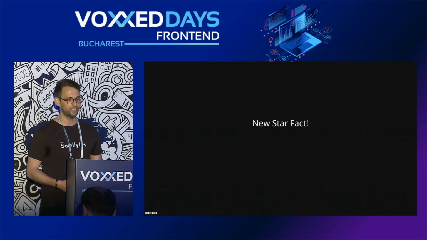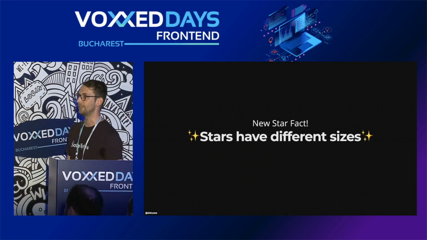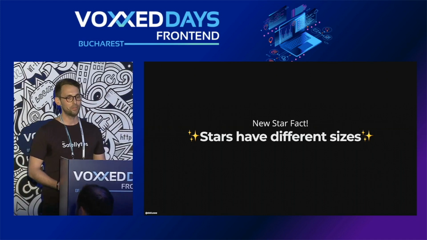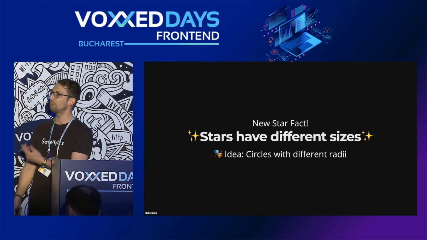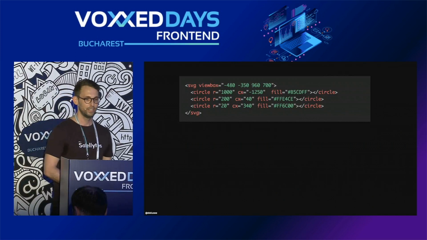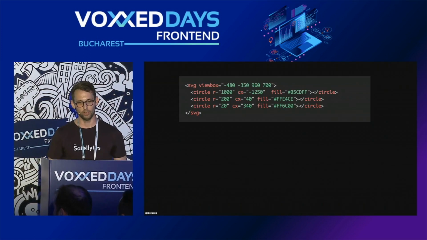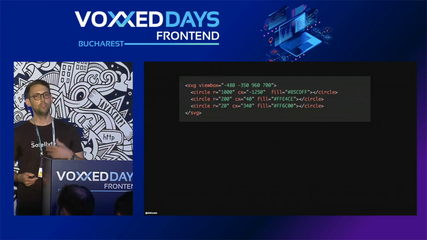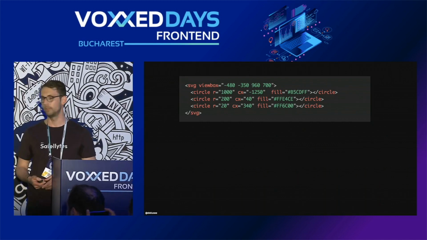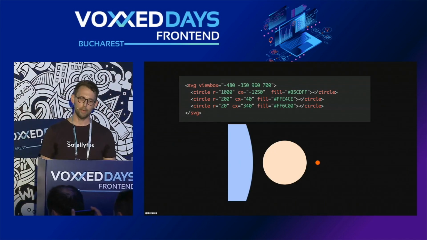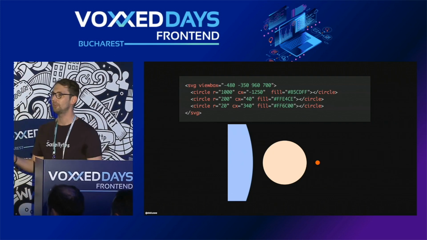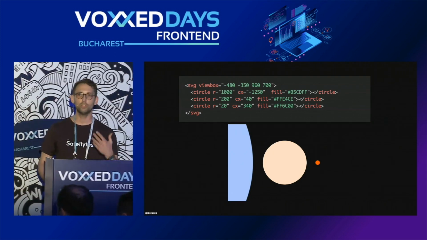And the next star fact, stars have different sizes. So let's plug in some different radii and look at the result. So we have our known group of circles again, now with different radius values applied. The result looks like this. I mean, that's okay, but we will never create a night sky if we have to create all the circles manually.